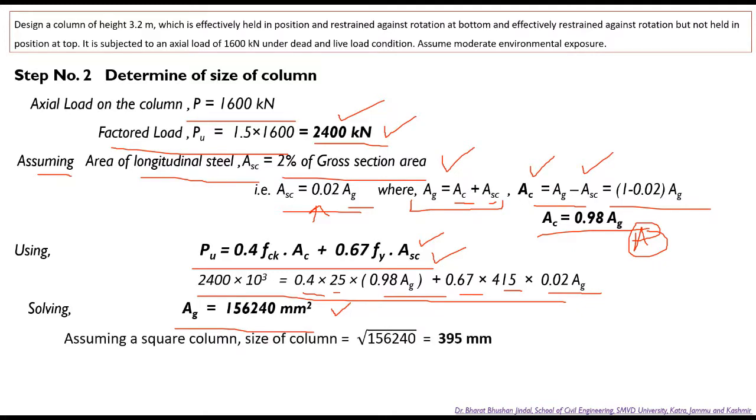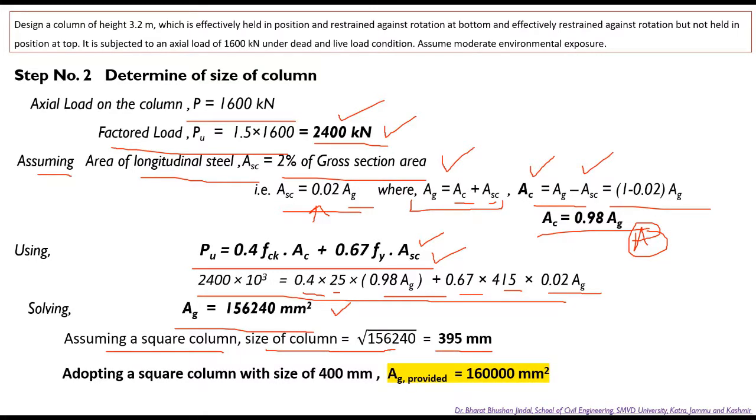So we have decided that we will be taking a square column, so we can easily work out the minimum size required. After taking the square root of this value, we get the size of column as 395 millimeter. So let us adopt a square column with a size of 400 millimeter. Based on this, the gross area provided is 160,000 millimeter square, which is greater than the required. So we can say that with this dimension we can proceed with the numerical.